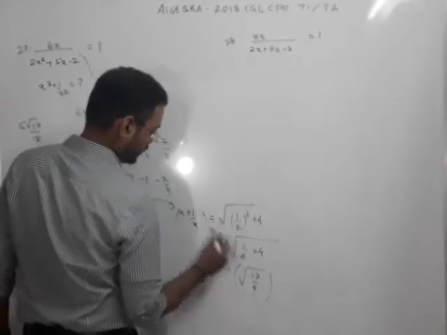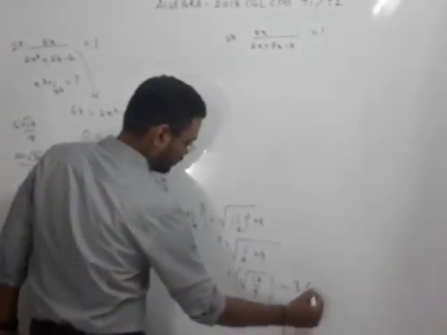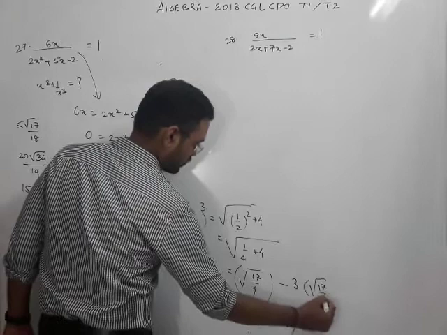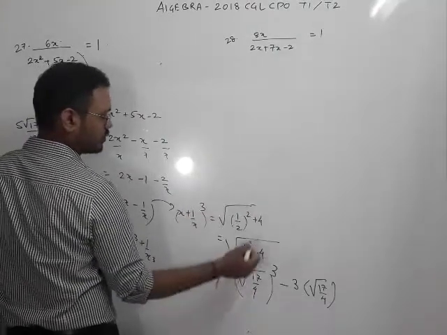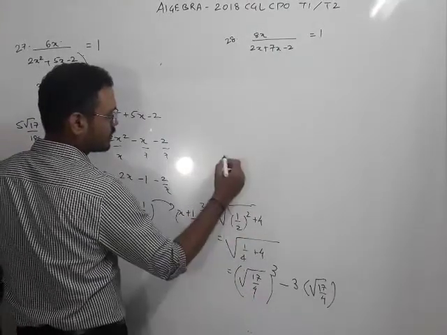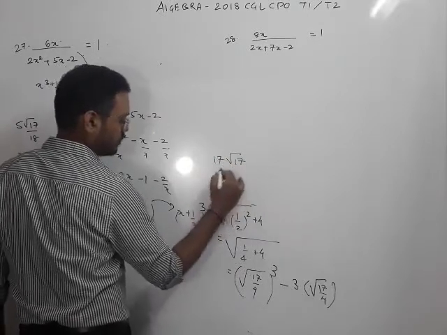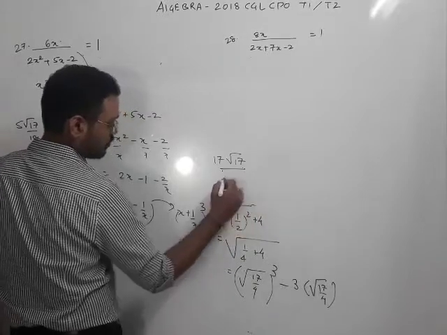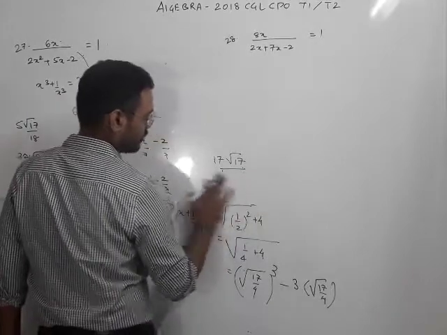Now what will be x cube plus 1 by x cube? This is going to be a cube minus 3a. So once you cube this, root 17 into root 17 into root 17 will give me 17 root 17 by 4 root 4, which is 8.